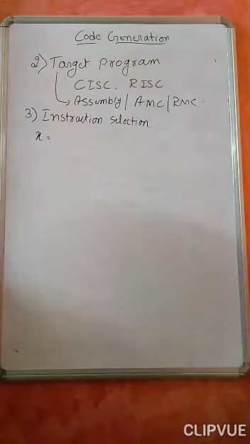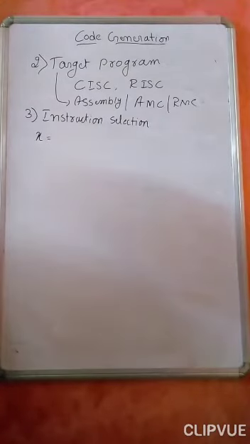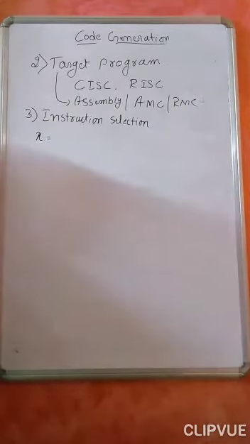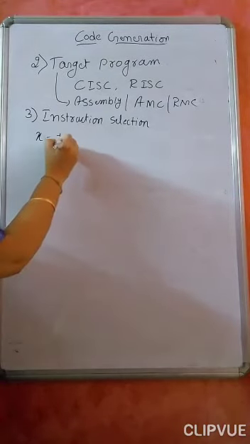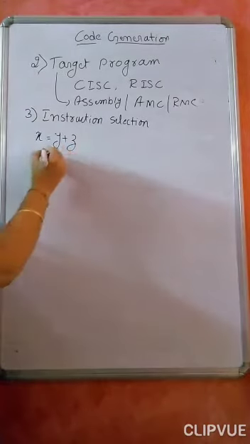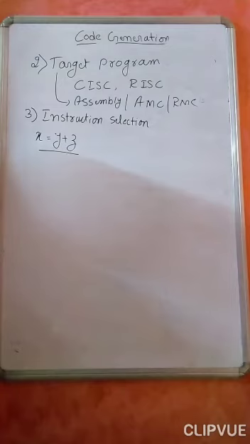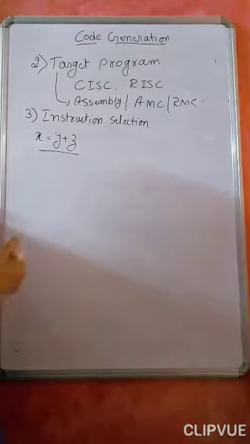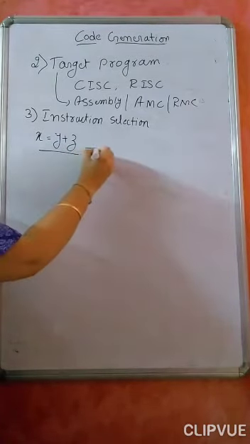Now come to the third issue, that is very important. The third issue is instruction selection. Instruction selection is nothing but, for a given intermediate representation, how well you write your set of instructions, how you select your instruction set. For example, I'll explain this with an example. Suppose I have an instruction like x = y + z. This is a three address code representation, correct or not? This is nothing but an intermediate representation.